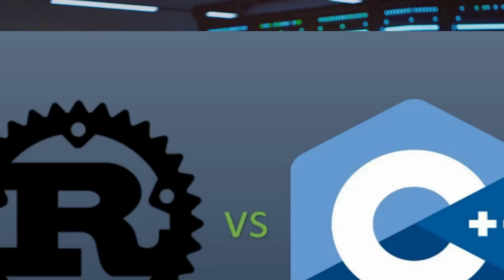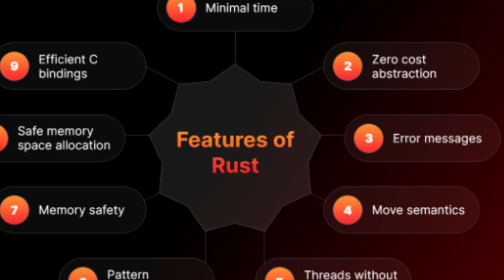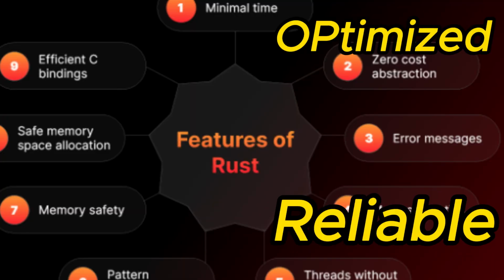High performance. It's as fast as C or C++, but much easier to maintain. Rust helps you write code that's optimized and reliable.